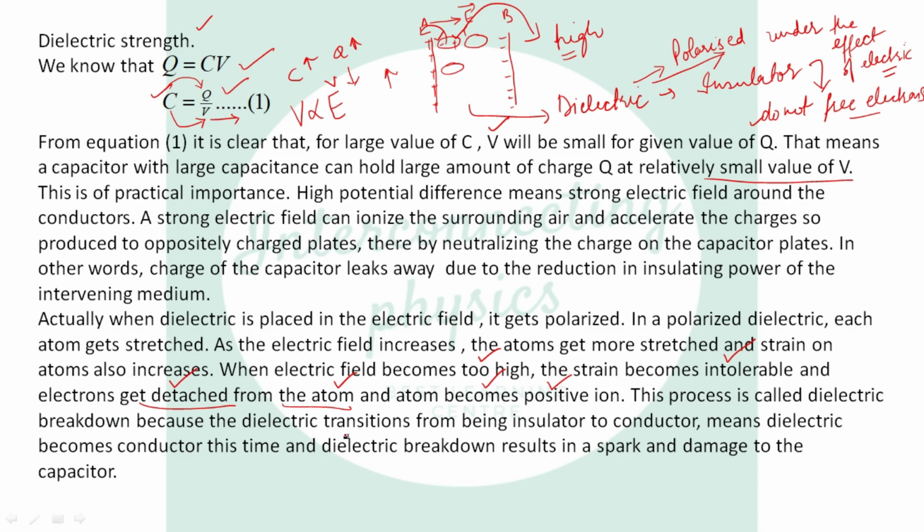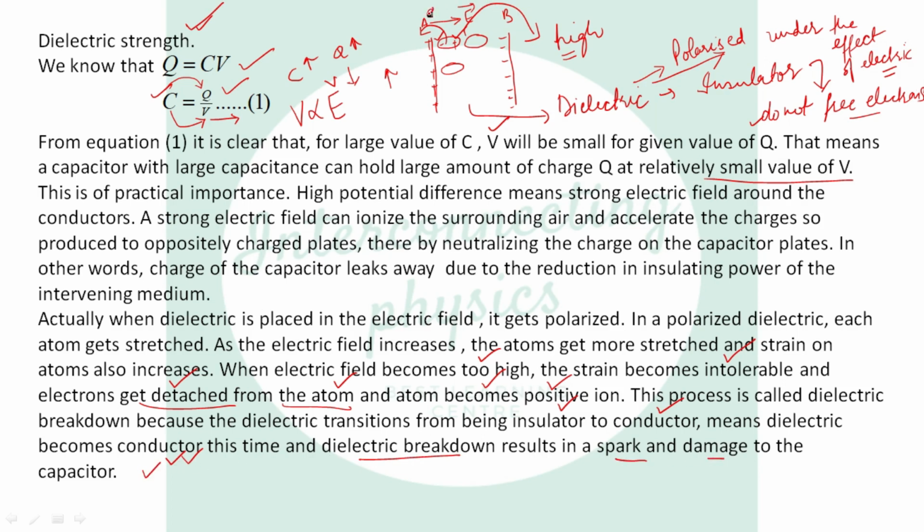Now the dielectric transitions from being an insulator to a conductor, because electrons get detached from the atoms. The atom becomes a positive ion and the electrons of the dielectric are now free to move. So the dielectric is not a dielectric this time; it has become a conductor. This is called dielectric breakdown, which results in a spark and damage to the capacitor.